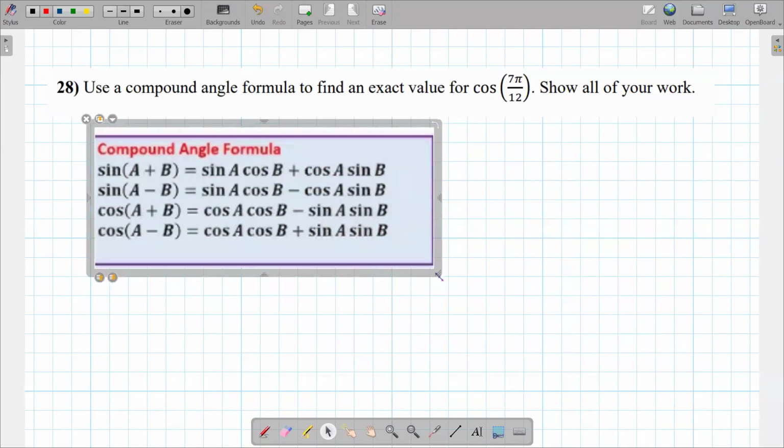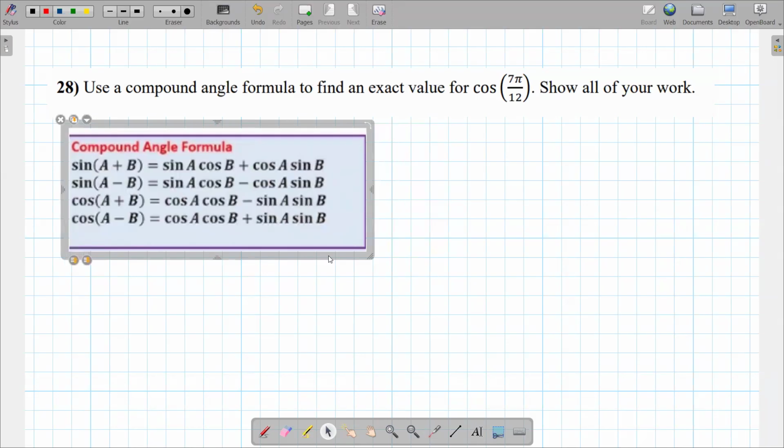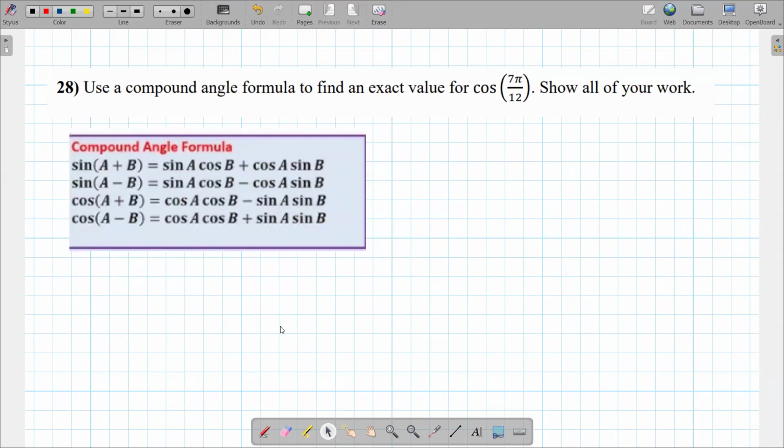So like I said, this question is difficult because it makes you think. Which quadrant is 7 pi over 12? I ask, is it bigger than 0.5 pi? Is it smaller than 0.5 pi? I guess that's one way of looking at it. It's bigger. So which quadrant are we in?